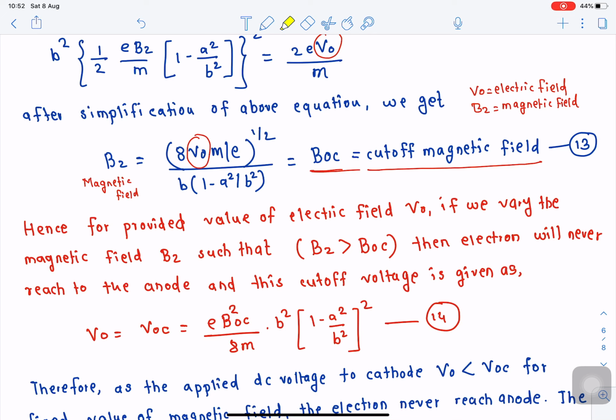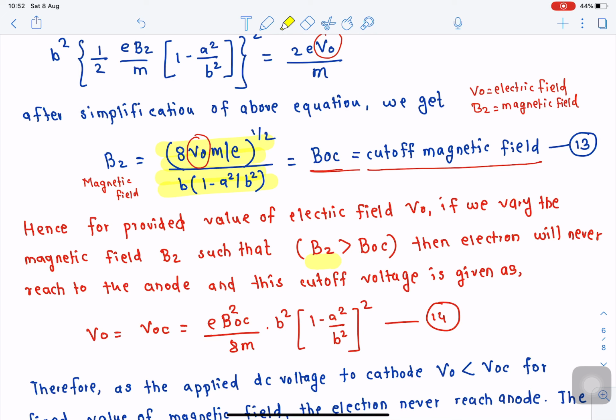We can make use of a solenoid instead of a permanent magnet, and thus we can change the magnetic field. So by changing the magnetic field such that Bz, whatever value that we have got over here, this is the value of magnetic field. So what we do is we will change this magnetic field and slightly increase it beyond the value given by this particular equation.